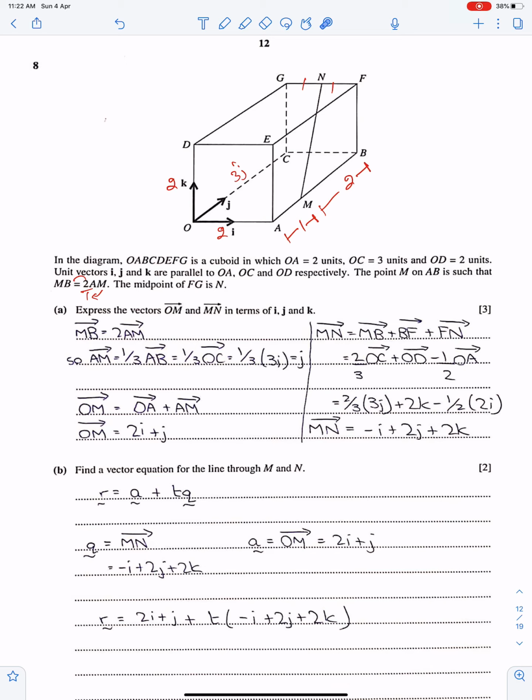We need OM. So OM is very simple. You can use this relation and you can easily get OM. So MB is 2AM, and you know AM is 1/3 of AB. This is 1/3 of AB, which is j. So this is j and this is 2j, and the total is 3j. So AM is j. So OM is OA plus AM. OA is 2i and this is j, so 2i plus j.